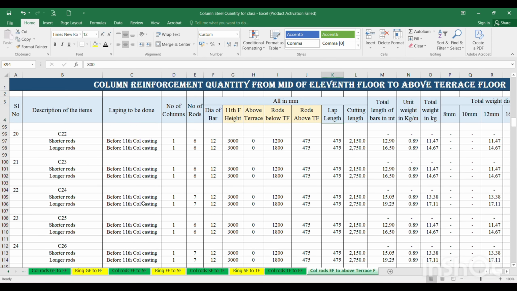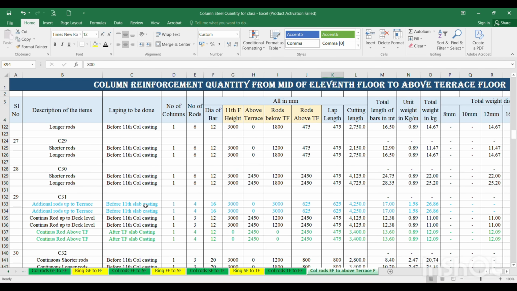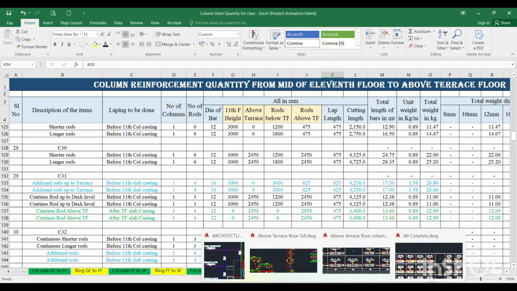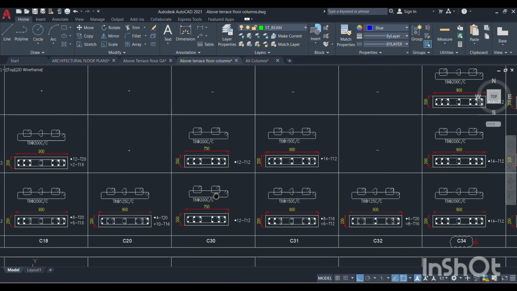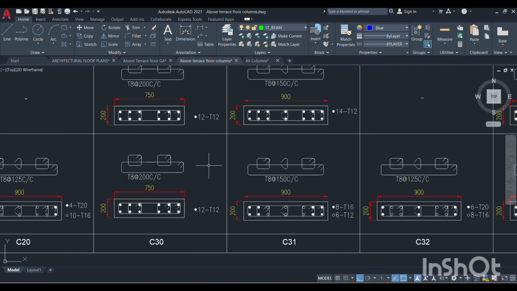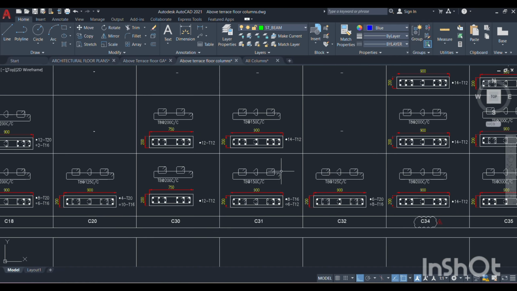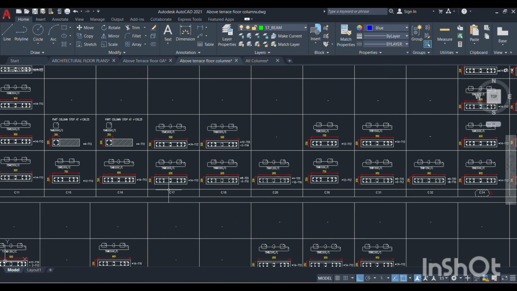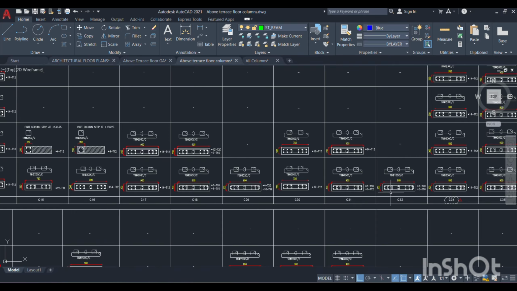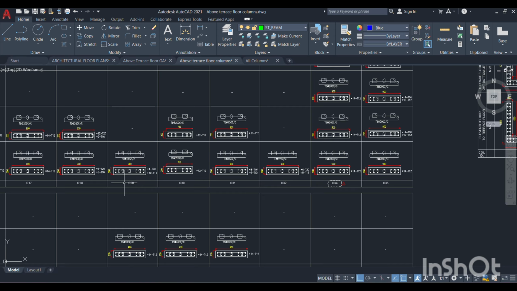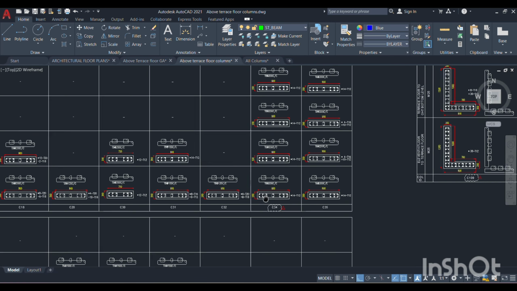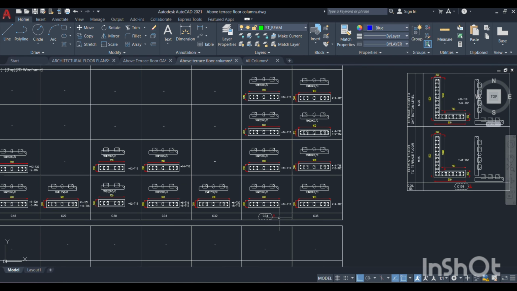And from C22 to C31 is as it is, for those columns are terminating at the terrace level. You see, next, C30 and 31 also, you see, same, this is coming up to deck slab level. You have to do it similar to C17 and C18, and C32 is changing, this C32 is just like C20. So now I am going to explain C34 and 35.